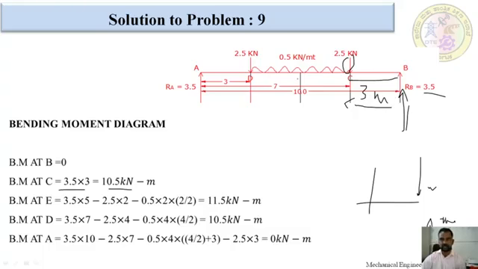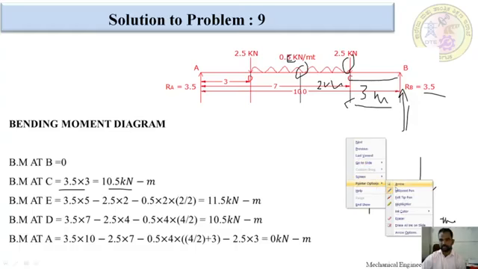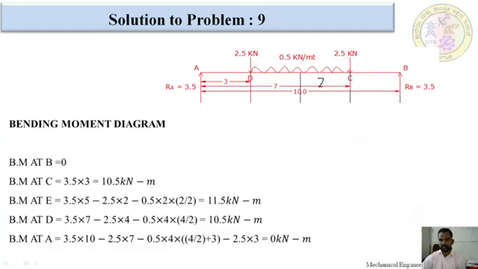Next, I want to calculate at E point. This is the maximum bending moment point. This distance is 2 meter. By calculation we did, x is equal to 2 meter. From here, this is 2 meter. At E point, this distance is 2 meter. This distance is 3 meter. This value into this distance, how much is it? 3.5 into 5.